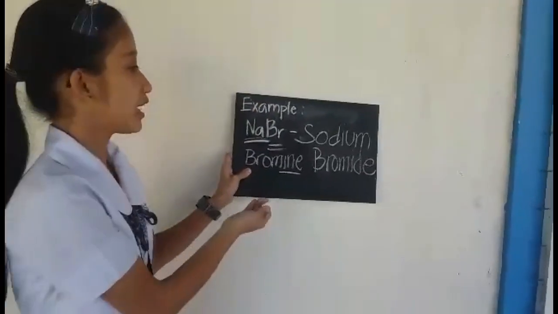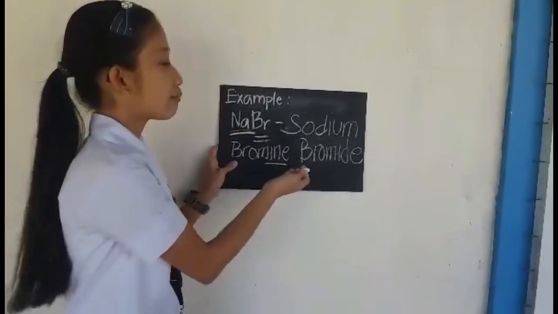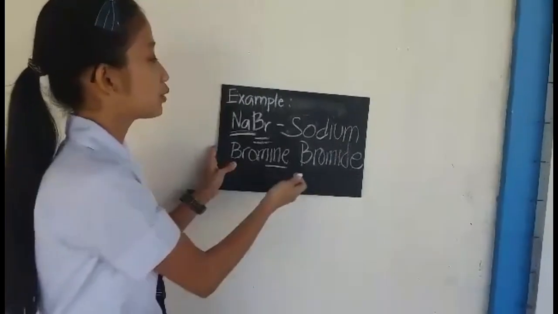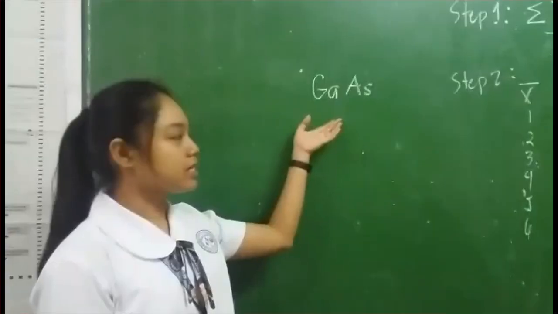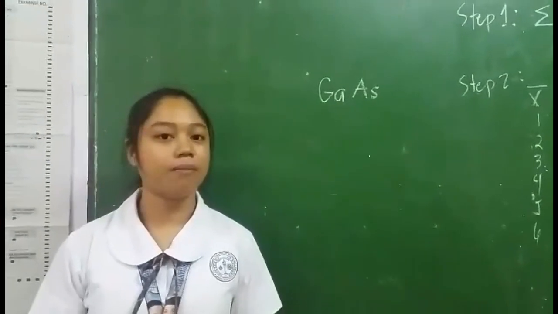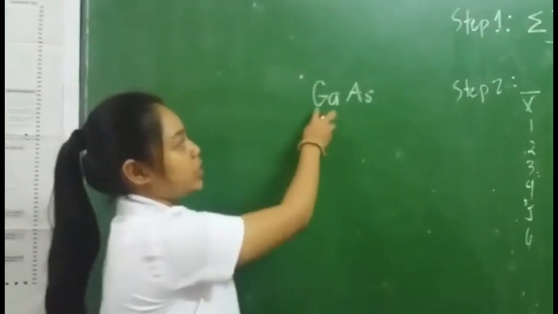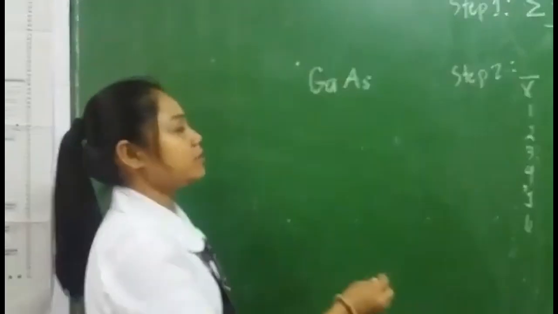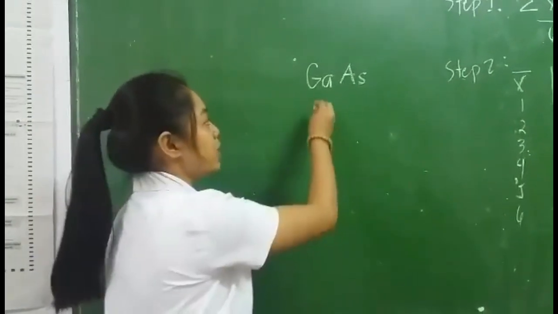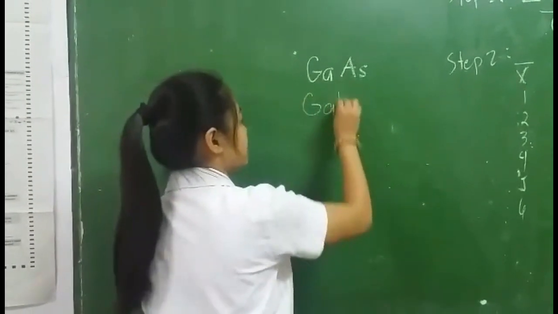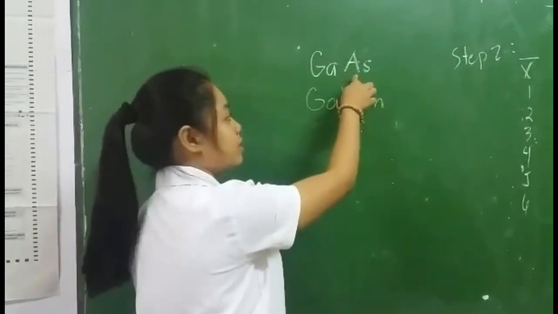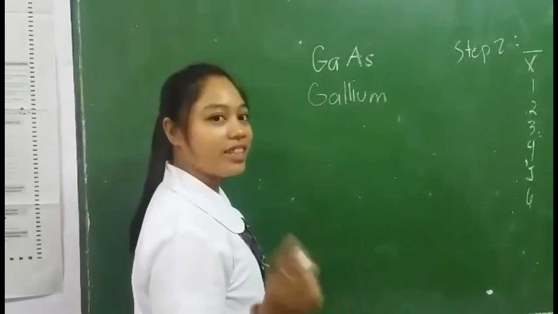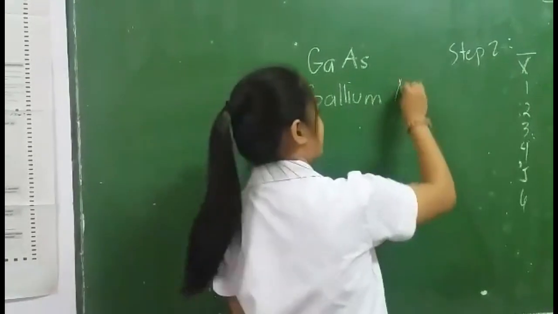Here is another example of naming a binary compound with the same rules. This one is gallium arsenide. Just like the first example, we will copy the name gallium, then take the name of the other element, and change its ending to -ide.